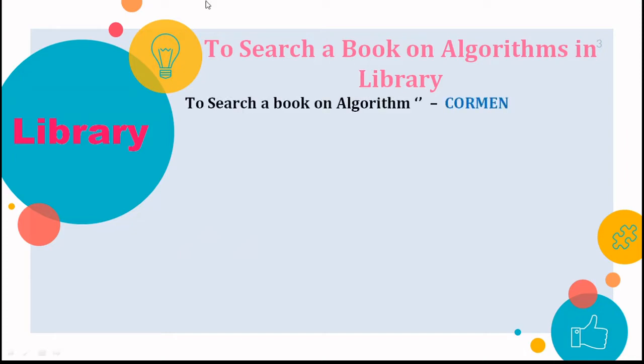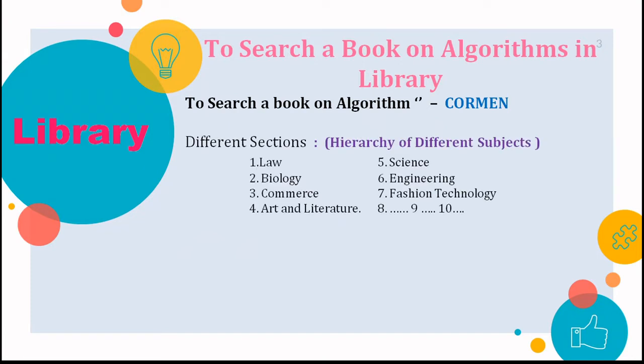First of all, the book you want to search for on algorithms is Cormen, right? That is the most standard book for algorithms, so you have to search for this book in the library. What will you do? You know very well that in the library there are different sections, right? There is a hierarchy of different subjects, that is law, biology, commerce, art and literature, science, engineering, fashion, technology, and so on, right?